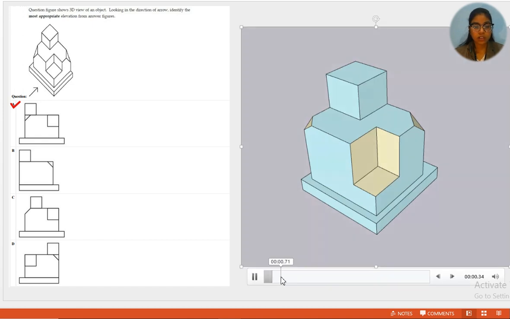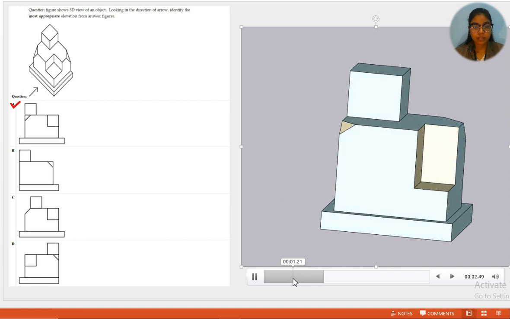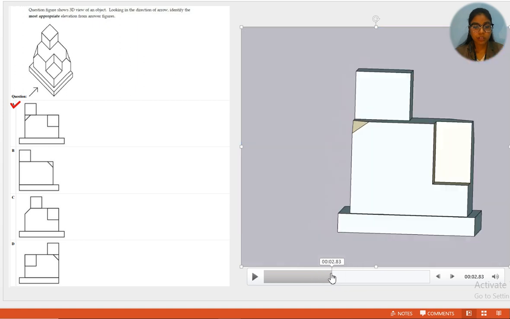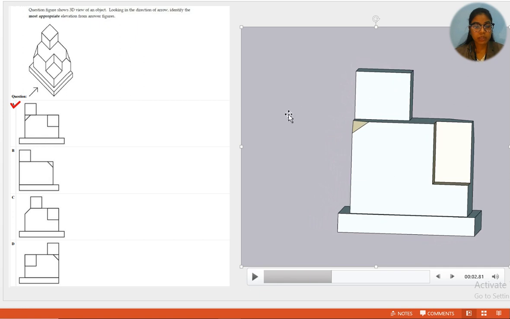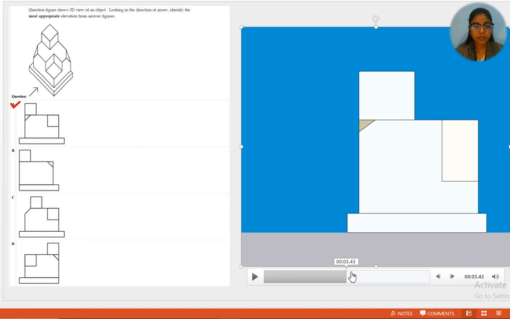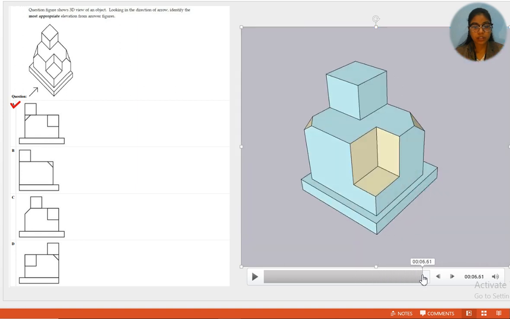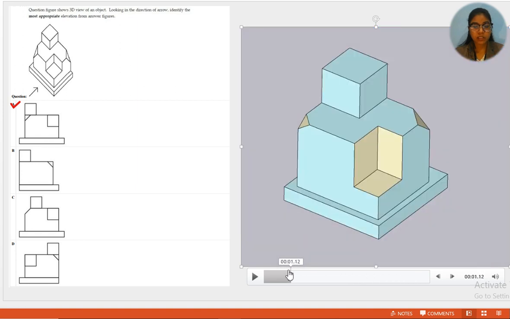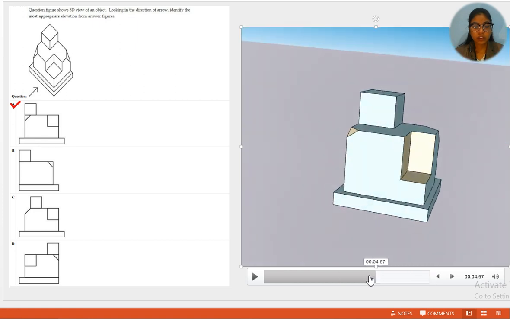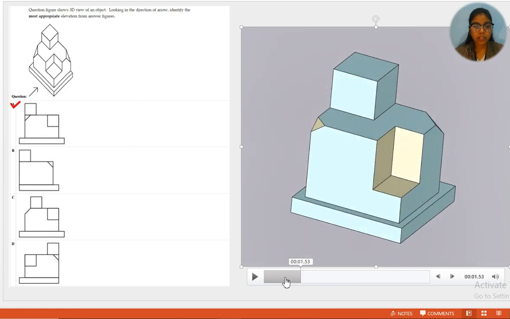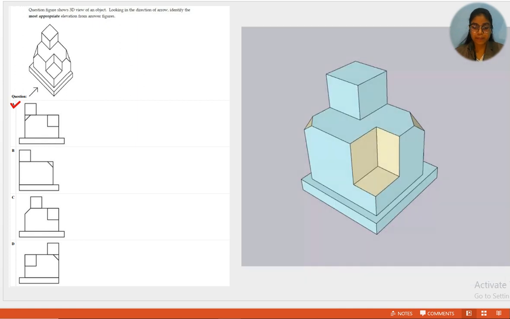Now look at this option figure. See, in this way it is getting transformed. This cube part is coming to your left side, the cutout on your right hand side, and this chamfered corner will also be on your left hand side as marked over here. In this manner it is getting transformed, and option A will be your correct answer.